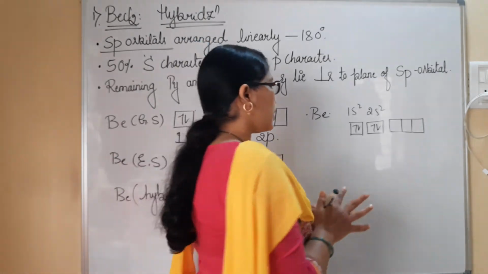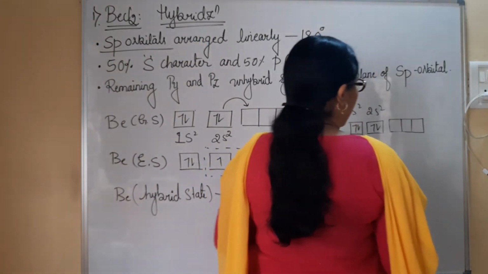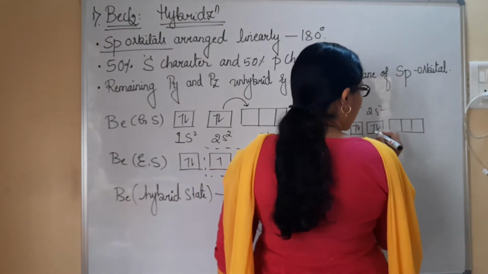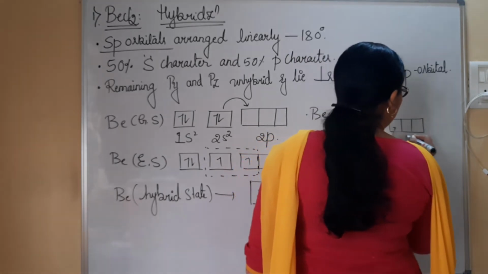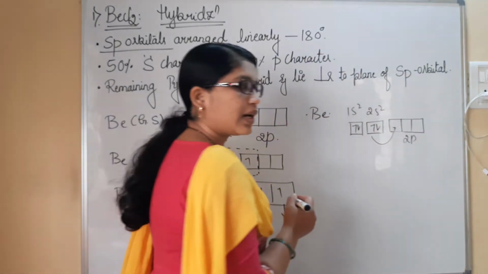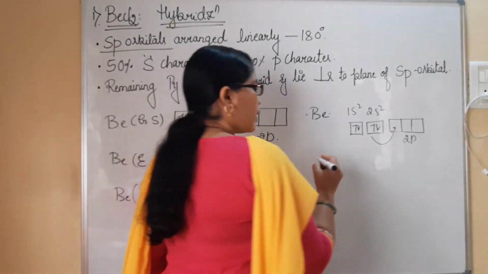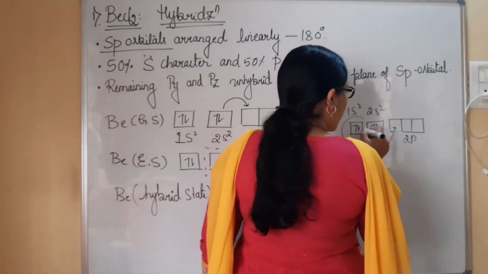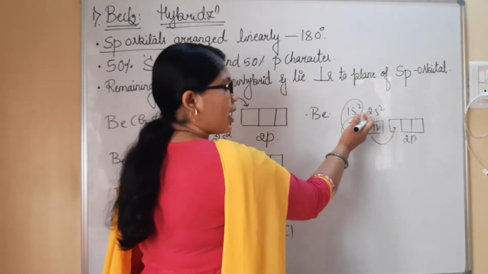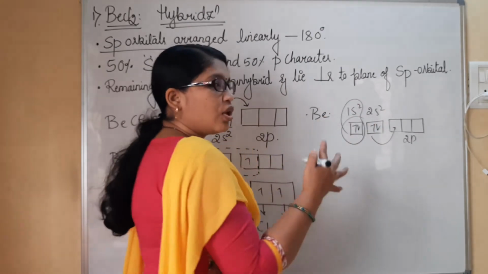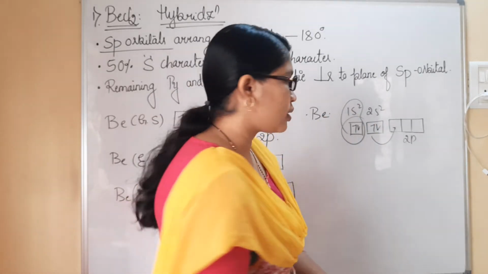Now what does beryllium do? Since chlorine is coming, it gets everything ready. It shifts the 2 electrons in 2s2. Where does it shift them? It shifts them to the 2p orbital. Once it shifts, what is the hybrid? These two we are not going to consider, because these two electrons are closely associated with the nucleus.